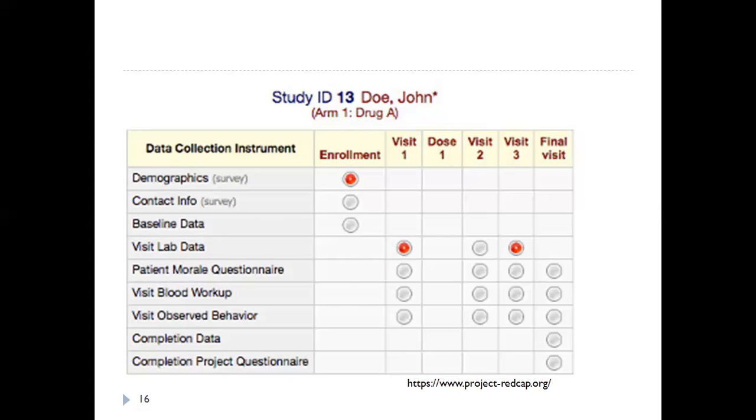So this shows the red points indicate what was collected at enrollment, what was collected at visit 1 and what was collected at visit 3. And the blanks show what is pending collection.